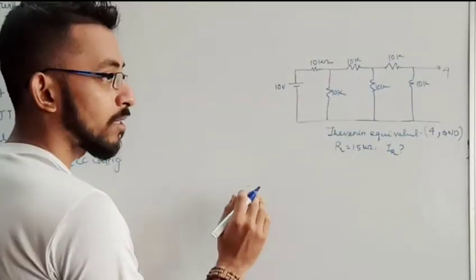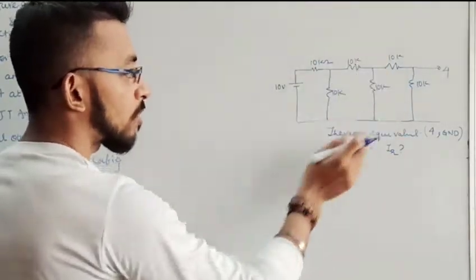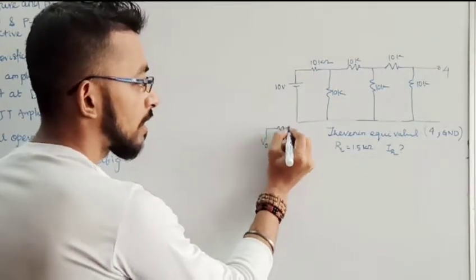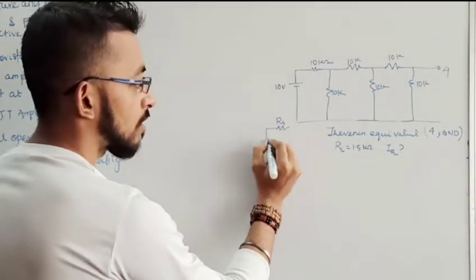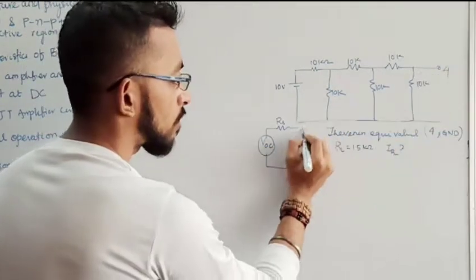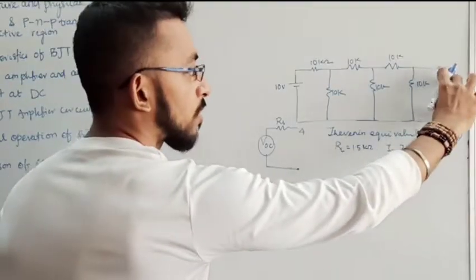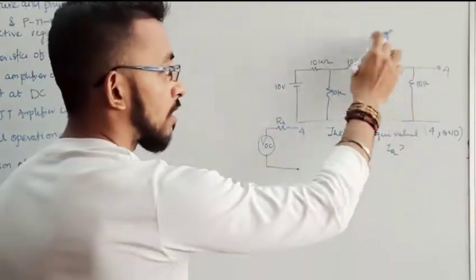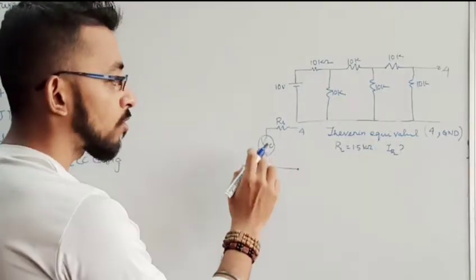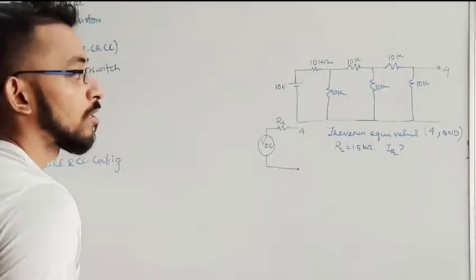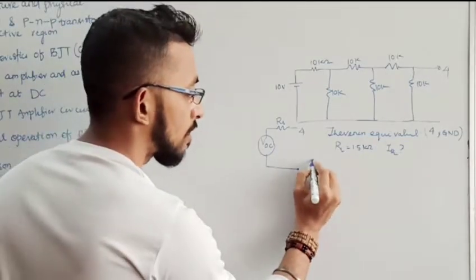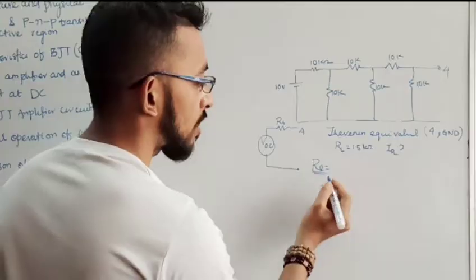For the Thevenin form, we have to replace the whole circuit by an open circuit voltage source in series with a source resistance. This whole circuit, this is the fourth terminal, this is ground. Between this fourth terminal and ground, we can replace this whole circuit by a voltage source with a resistor. So how to find this voltage source and this resistor? Let's first see how to find this resistor. For finding the RS, what are the things that we have to do?